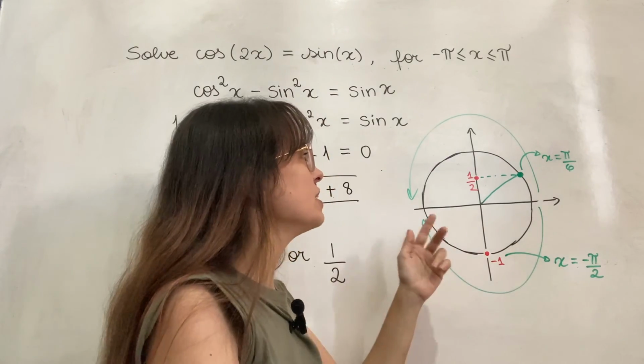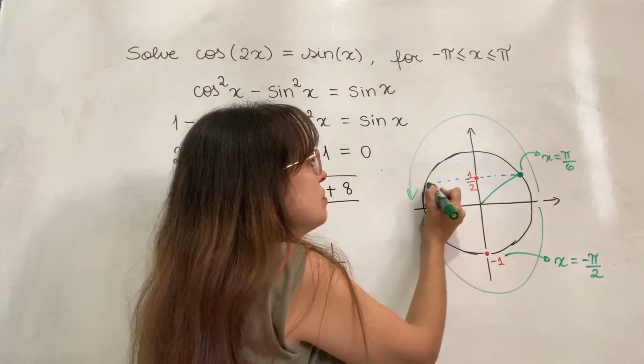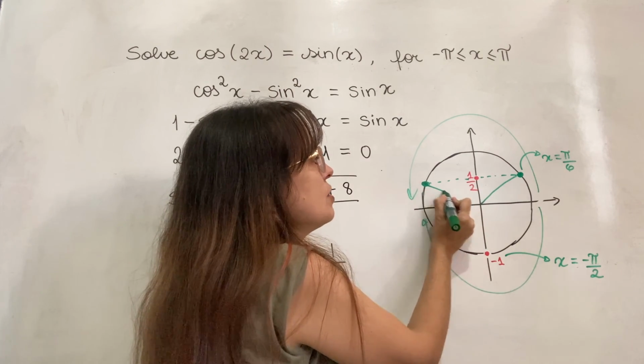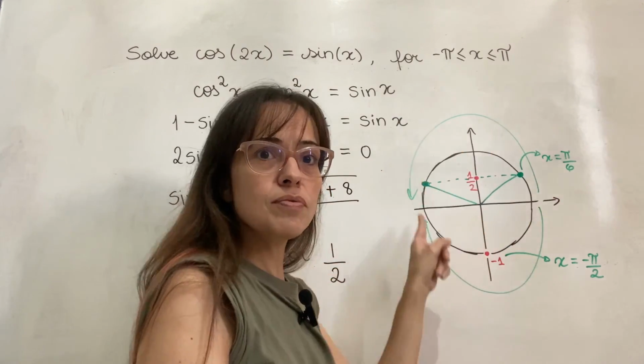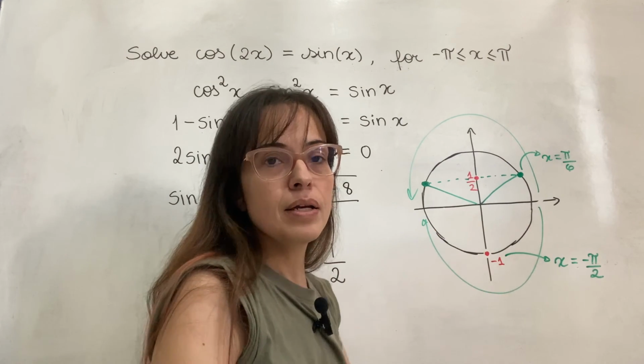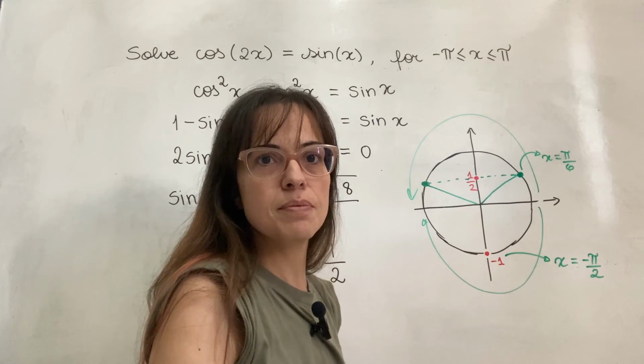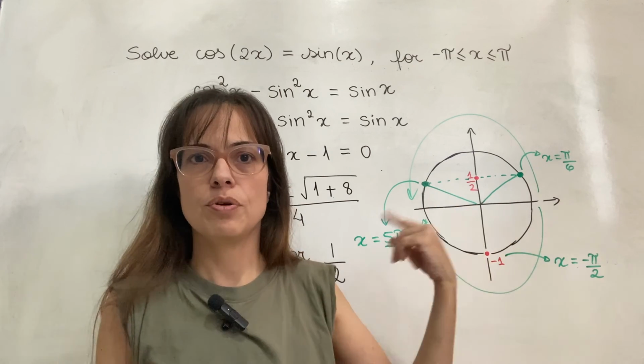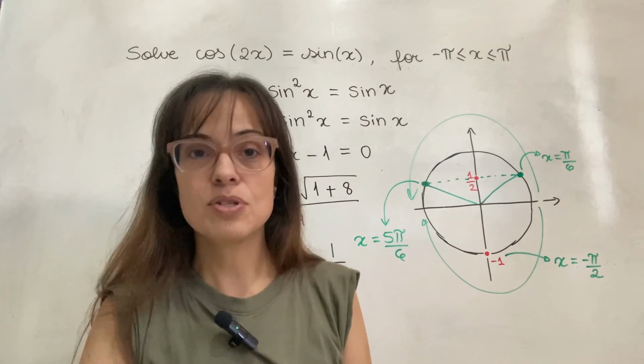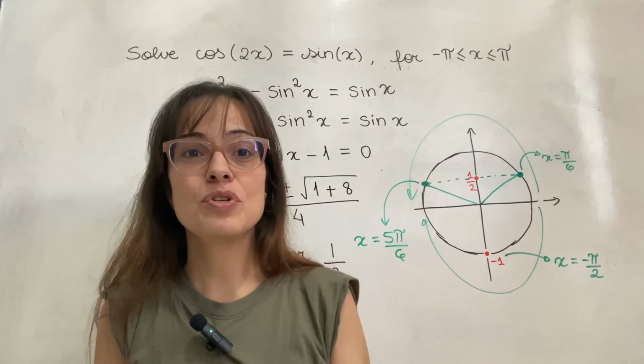But also silly is to forget the other angle over here, which is still inside of the domain because it's less than pi. That is 5 pi over 6, just from the symmetry with the other one. So that's it. This question had 3 solutions.